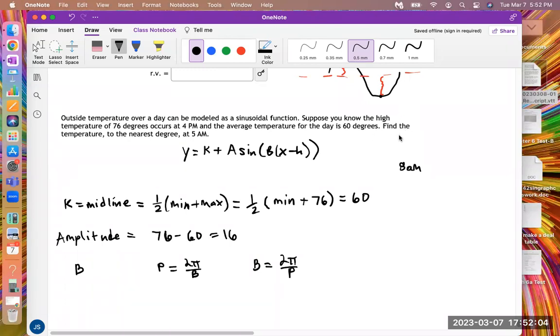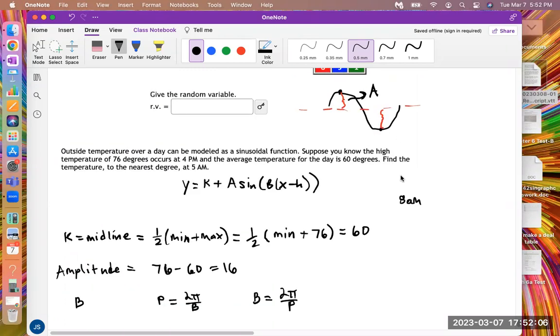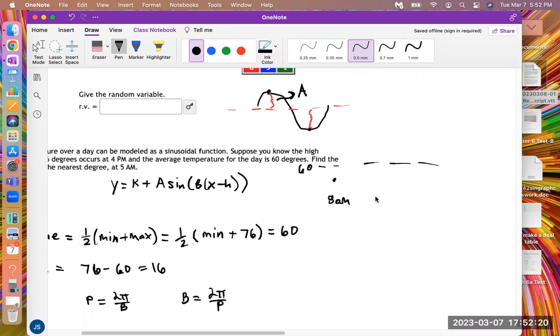So if this was our midline, 60, 8 a.m. would probably be somewhere below 60, right? And then at midday, like noon, it's warming up. It's probably above. It's probably a little warmer than the average temperature of the day.